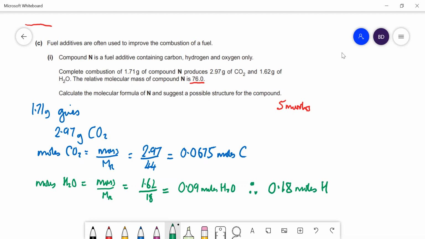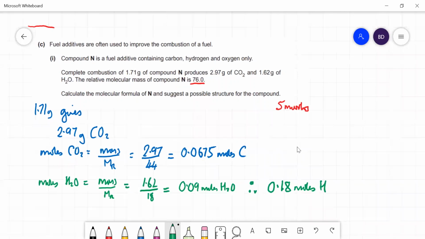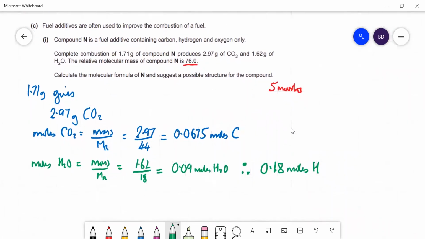Now we've got to find out the moles of oxygen. Okay, and we're going to do that by subtracting the mass of carbon and the mass of hydrogen. So we need to work out, right, we've got that many moles of carbon in 1.71 grams. What's the mass of that much carbon? Well, that's equal to moles times the Ar of carbon, 12. So that's 0.0675 times 12, which is equal to 0.81 grams.